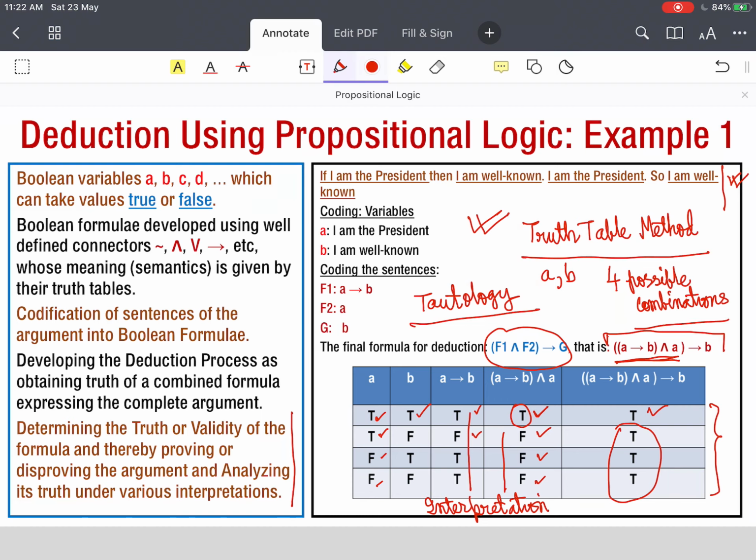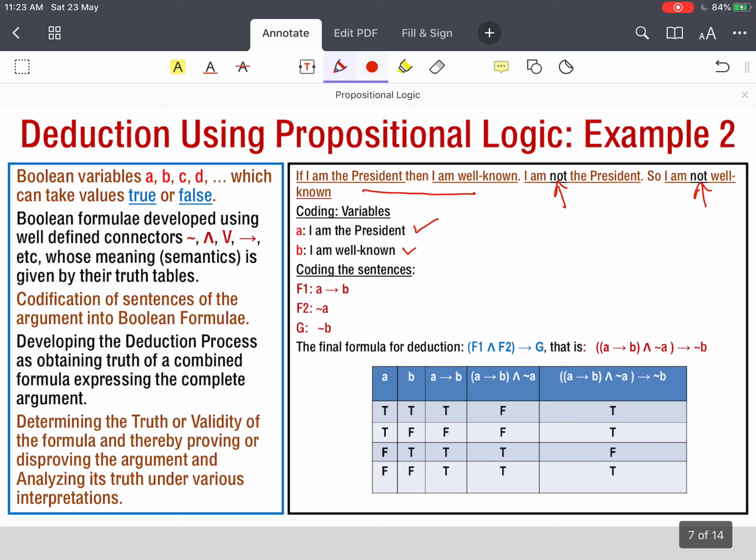Let us look at the second example. The second example had the first sentence the same, but the second was, I am not the president. And the question was, I am not well known. So we do the same encoding. A is I am the president, B is I am well known. The first statement F1 is A implies B. The second is I am not the president, so it is not A. And the goal is I am not well known, so it is not B.